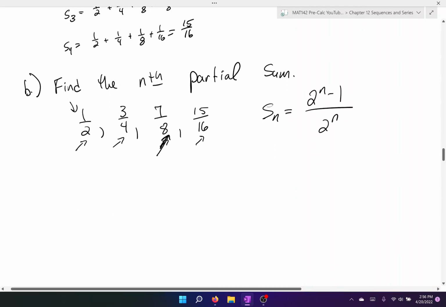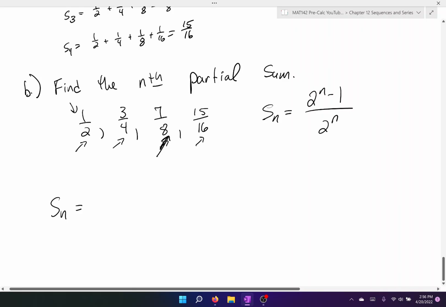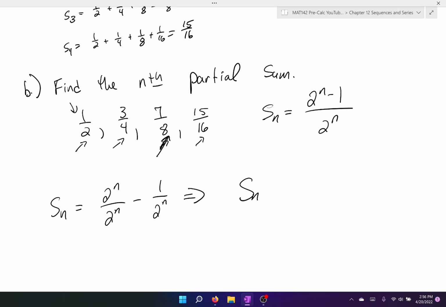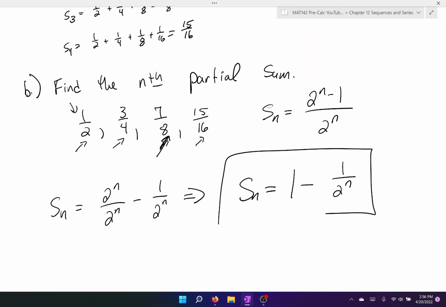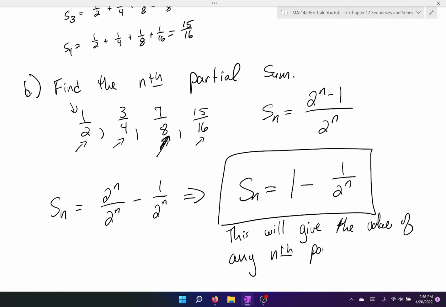And then if you wanted to, you can even simplify this further because you have a monomial in the denominator. So this will simplify down into 1 minus 1 over 2 to the n. And what this will give you, all right, this will give the value of any nth partial sum.